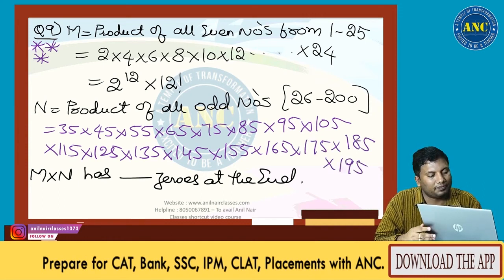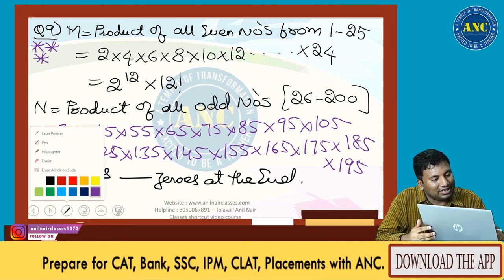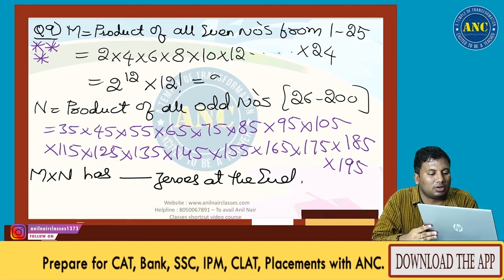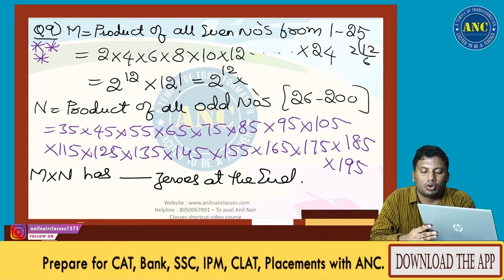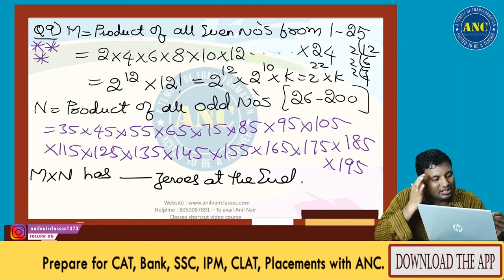Now see here. Listen carefully. Now a beautiful problem, sir, it is. So this is nothing but 2 power 12 into 12 factorial. 12 contains how many powers of 2? 2 6s are, 2 3s are, 2 1s are. 2 power 10 into k. It is 2 power 22 into remaining 5 bases.